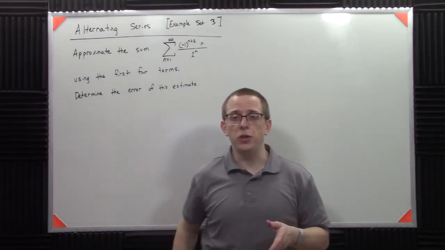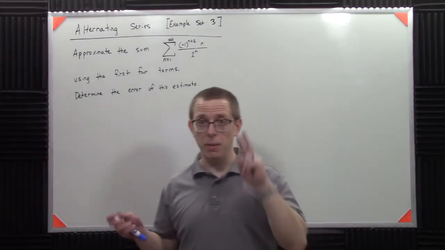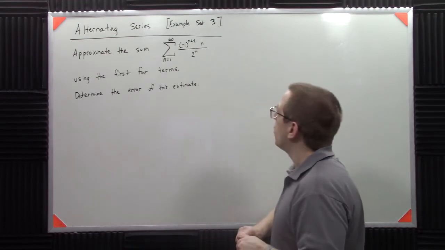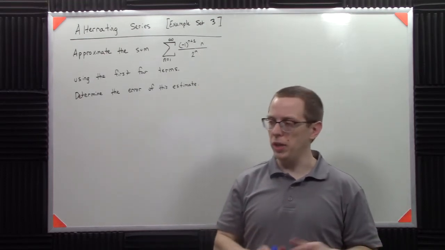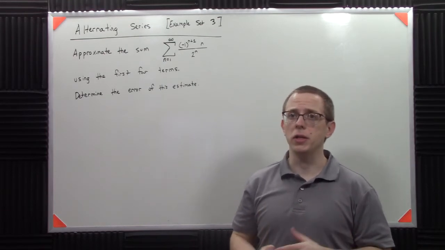Now we're going to have a nice change of pace and only do one problem for an example set. We're going to say, okay, I've got negative 1 to the n plus 1 times n over 2 to the n, and I want to approximate the sum.